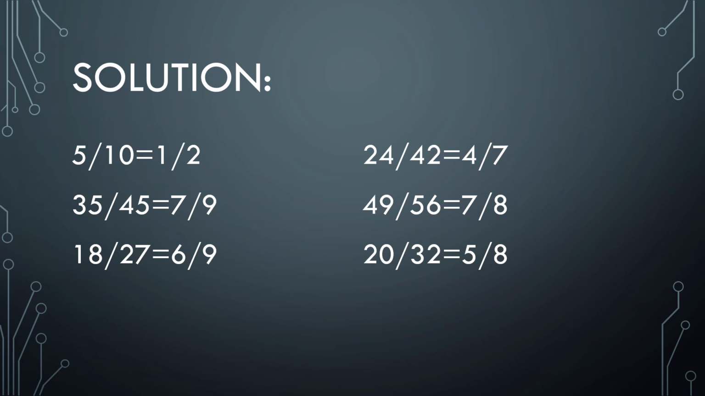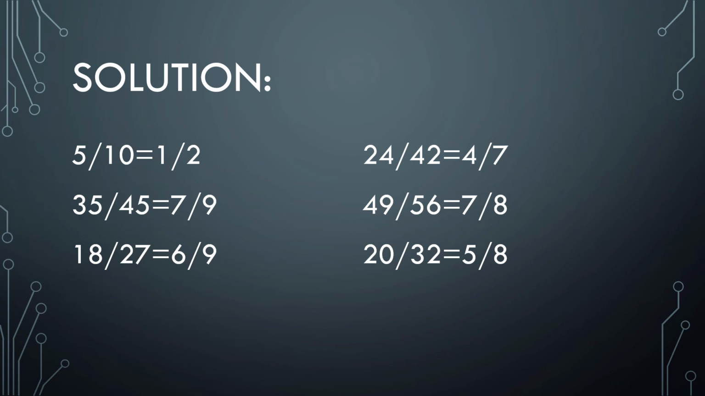And 18 by 27. Here you can divide by 3 to get 6 by 9, which again can be divided by 3. So 2 by 3 is the answer. But if you see, both numbers can be divided by 9 also: 9 twos are 18 and 9 threes are 27. So 2 by 3 is our answer for the third one. That's how you have to calculate.